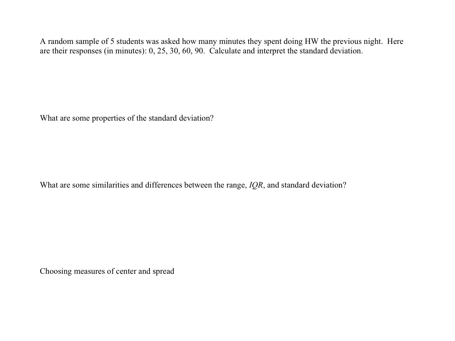We have a random sample of 5 students, and they were asked how many minutes they spent doing homework the previous night. Here are the responses in minutes. We are calculating and interpreting the standard deviation. First thing, write the formula. We take every observation, subtract the mean, square it, and divide by n minus 1. First we have to calculate the mean. I assume you can do that, so I'm just going to tell you what I get. The mean is 41.